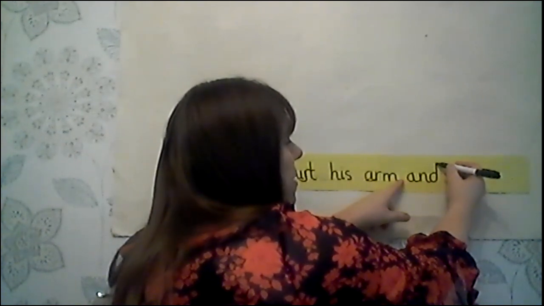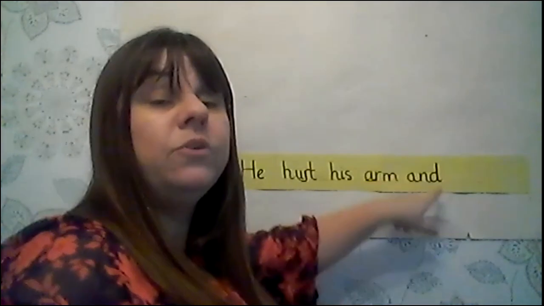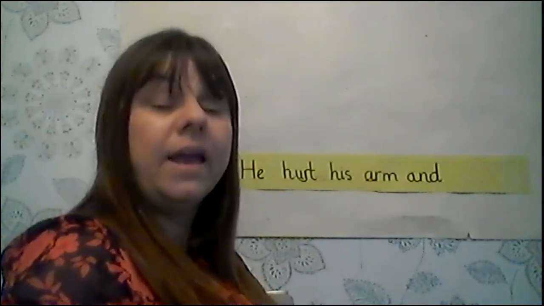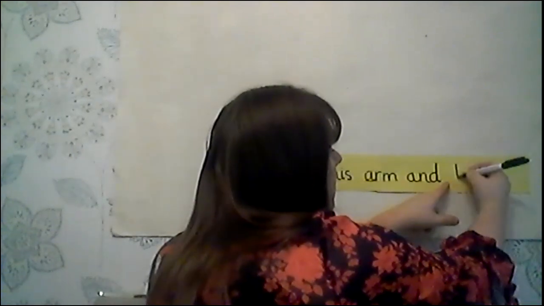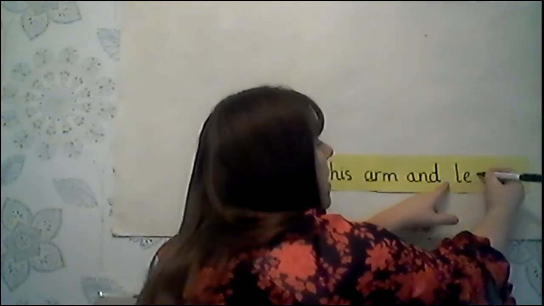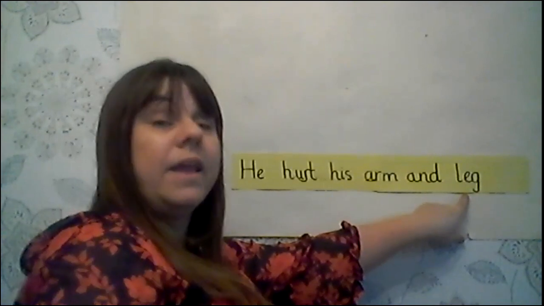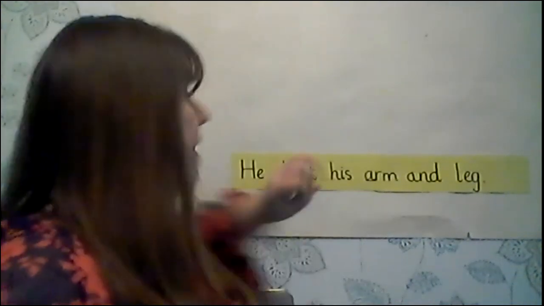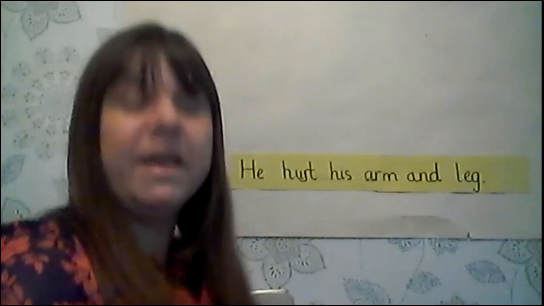Start off with an A for our down. Up, down and flick. Don't forget your little flicks because that will help you when you're joining up in year 1 and 2. Last word was leg. Leg. Leg. Tall, all the way round and down and in for our tail letter. And a full stop at the end. Did you write that? Shall we check that we've got all the words correct? He hurt his arm and leg. It makes sense to me.